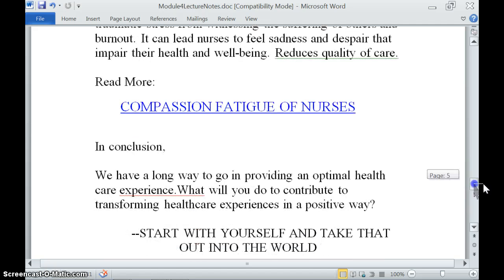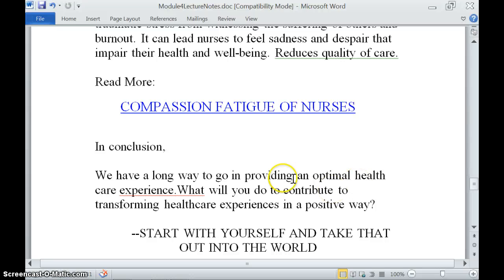In conclusion, we've got a long way to go in providing an optimal healthcare experience. To a certain extent, that means that there's lots of room for improvement. So when you get a degree and you're out there working, really be careful about where you work. Pay attention to how people treat each other. Pay attention to the environment. It's a place where you want to go to every day.